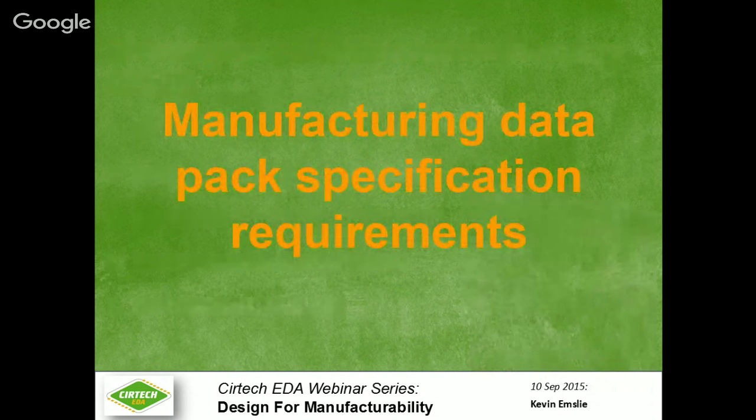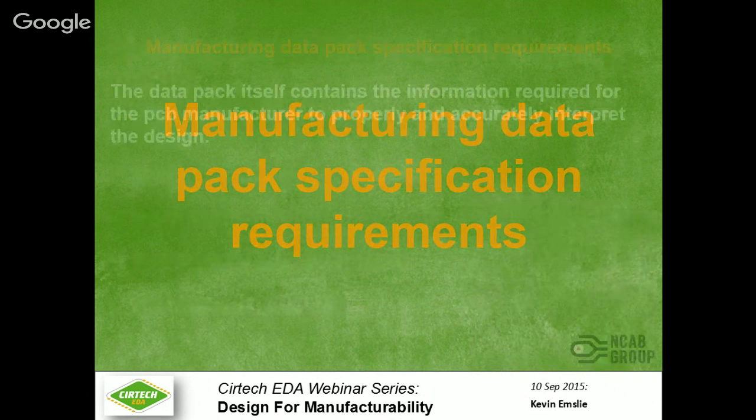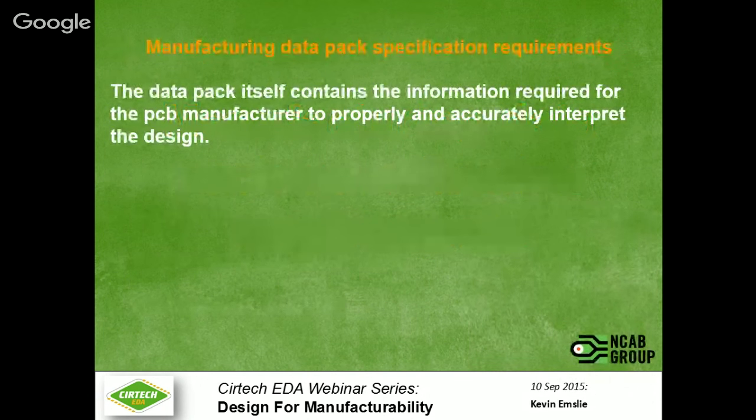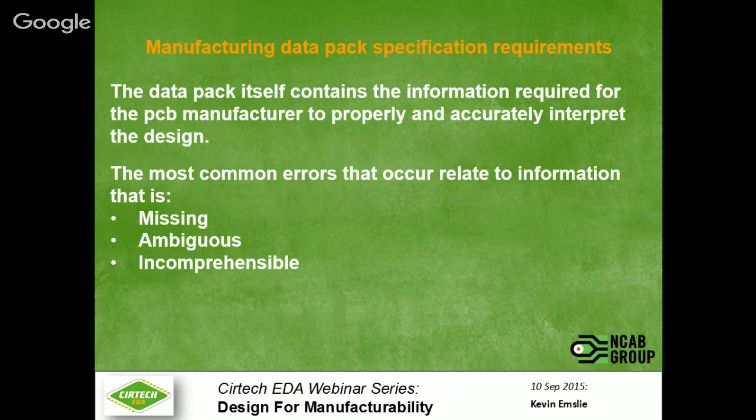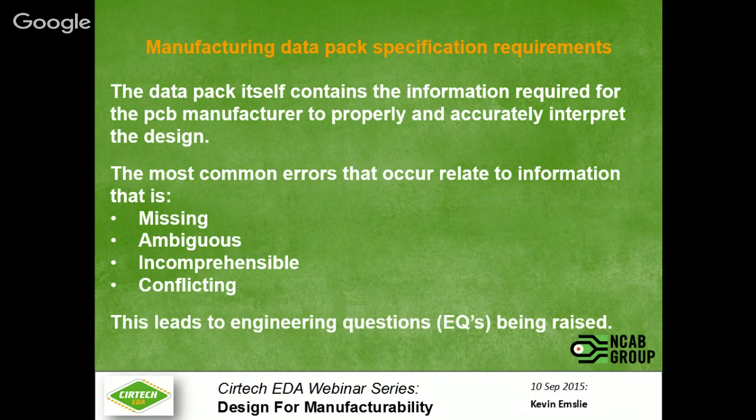Let's start with manufacturing data pack specification. The data pack itself contains information required for the PCB manufacturer to properly and accurately interpret the design. So the most common errors that occur relate to information that is either missing or ambiguous or incomprehensible or conflicting. Each of those issues can lead to engineering queries being raised, which does cause delays, and worst case scenario, lead time starts shifting out, delivery time starts shifting out.